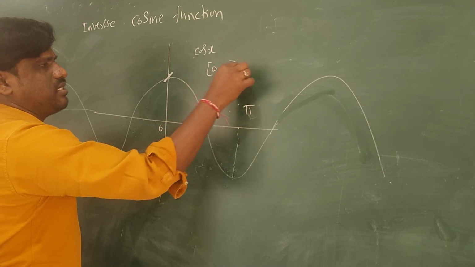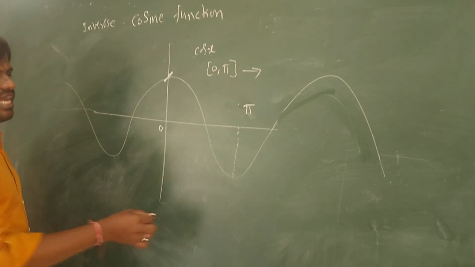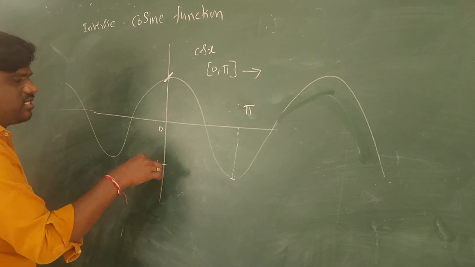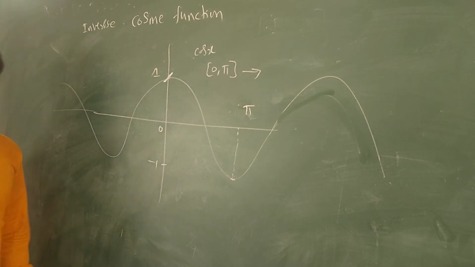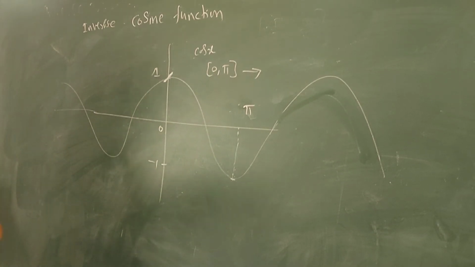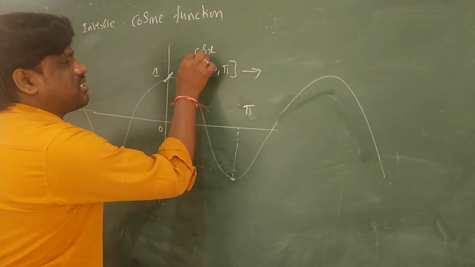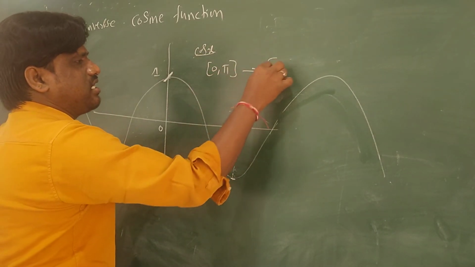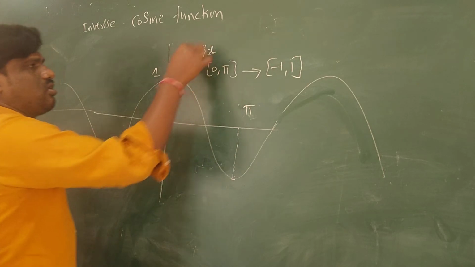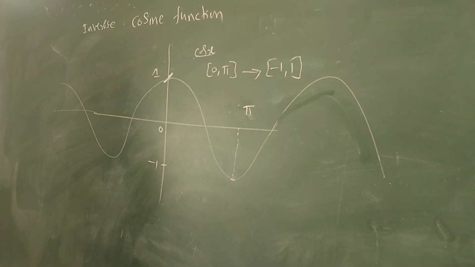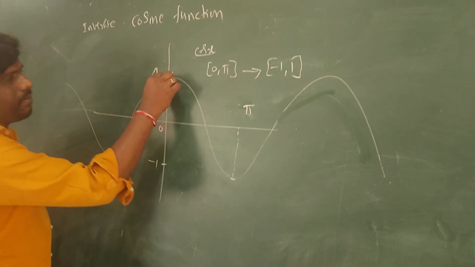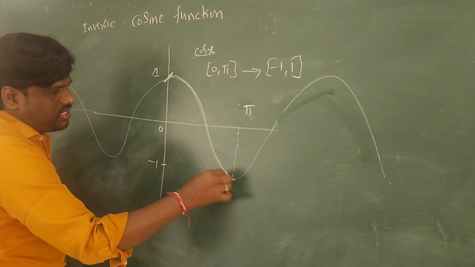We restrict the domain to 0 to pi, and the range will be minus 1 to plus 1. Right? So cos x with domain 0 to pi and range minus 1 to 1 will become invertible. This is the invertible picture.